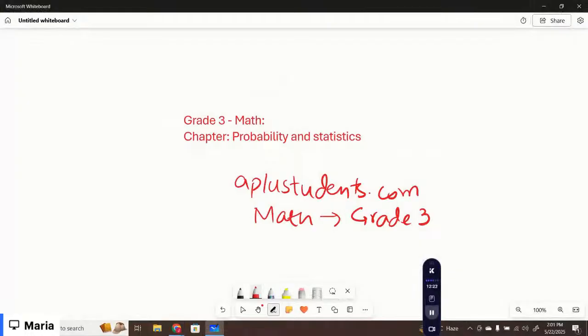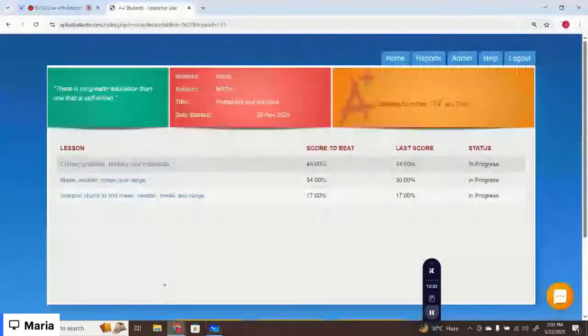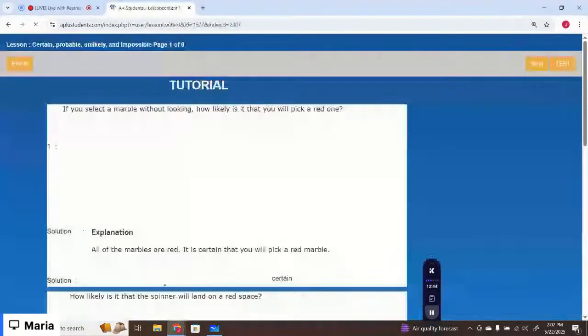Make sure you have a paper and pencil so that you can write down the definitions as well. Next, we have chapter 5, probability and statistics. Let's just start with the first lesson, that is certain, probable, unlikely and impossible.